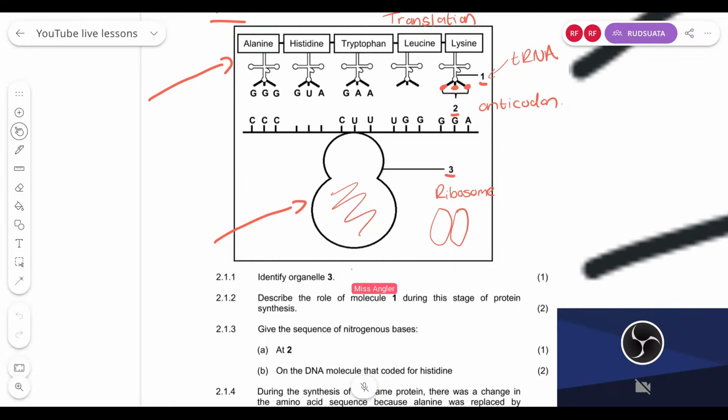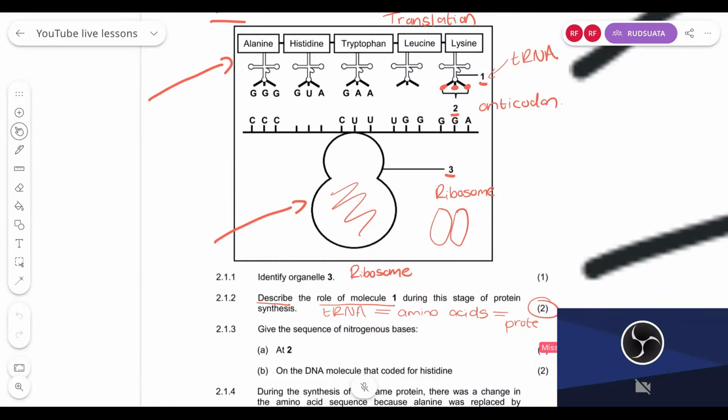So easy peasy. Number 1, identify organelle 3, which we already know is the ribosome. Number 2, describe the role of molecule 1 during this stage of protein synthesis for 2 marks. So what is molecule 1? Well, luckily for us, we already labeled it. It is tRNA. And the role of tRNA is to bring amino acids in order to build a protein.